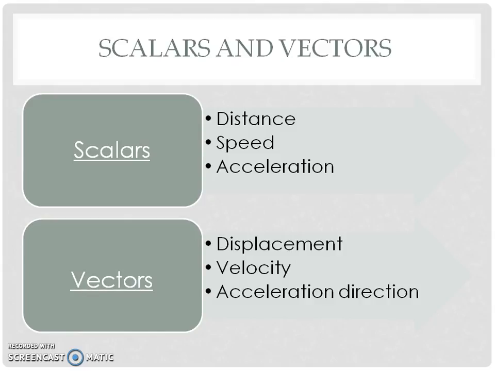So distance is basically here, and it's the sum of how far you travel. Speed is how fast you travel. Acceleration is the increase in speed. So these are all scalars, because they only have one magnitude.